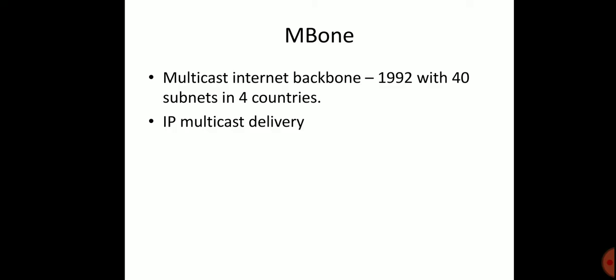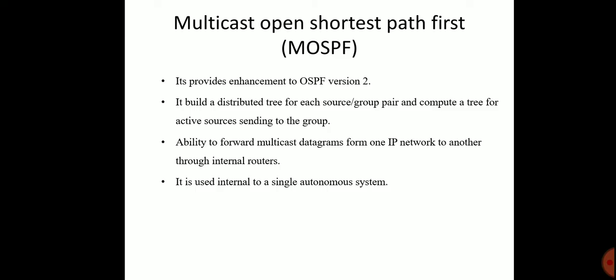Now we look at multicast open shortest path first, that is MOSPF. It provides enhancements to OSPF version 2. It builds a distribution tree for each source-group pair and computes a tree for an active source sending to the group. It has the ability to forward multicast datagrams from one IP network to another through internal routers, and it is used internal to a single autonomous system.